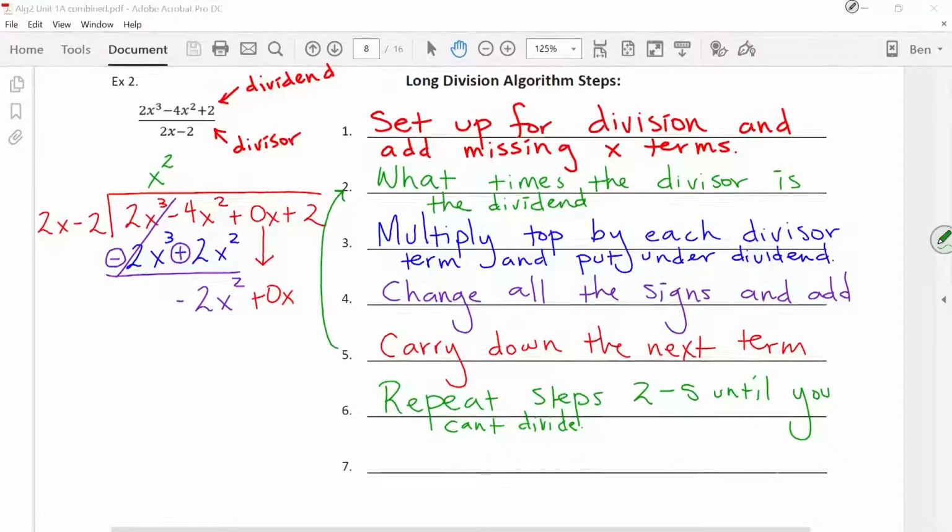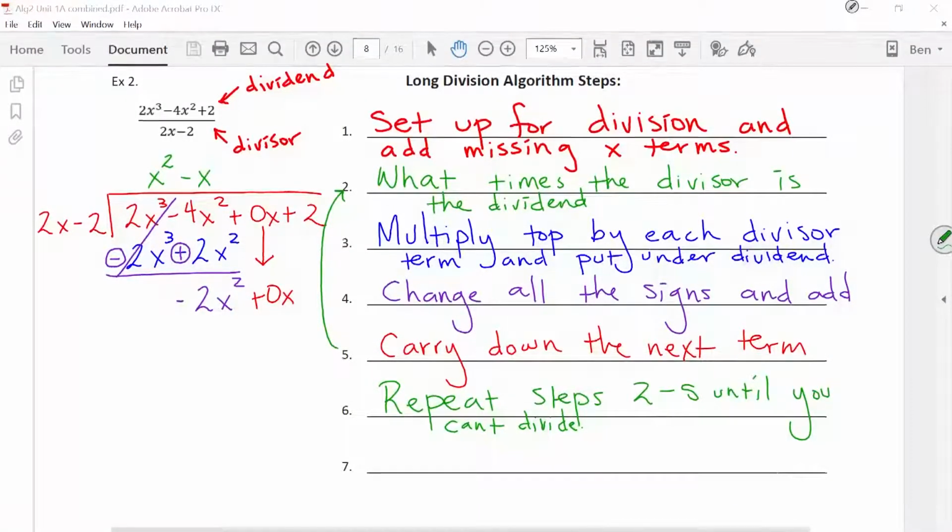So I ask myself, what times the divisor is the dividend, meaning 2x times what is negative 2x squared. And I think about that into both the coefficient and the variable. So 2 times what is negative 2, and the answer is a negative 1, or I'll just leave it as a negative. And then x times what is x squared, and the answer is x. So I've 2x times negative 2 is negative 2x squared.